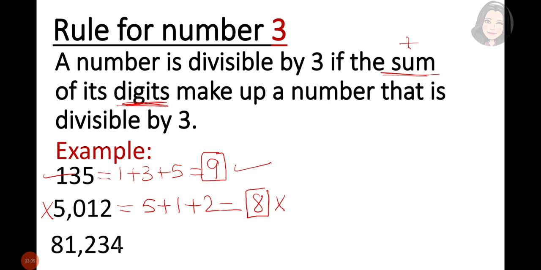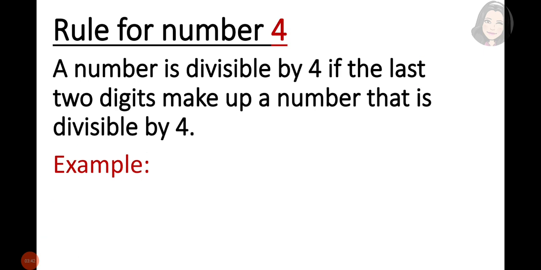Let's move on to 81,234. Start by adding the digits, 8 plus 1 plus 2 plus 3 plus 4. Try to find numbers that make up a 10. 8 plus 2 is a 10, plus 3, 13, plus 4, 17, plus 1, it's going to be an 18. If I take this number 18 and divide it by 3, this is going to give me a 6, remainder 0. Since the remainder is 0, 18 is divisible by 3, so the whole number 81,234 is divisible by 3.